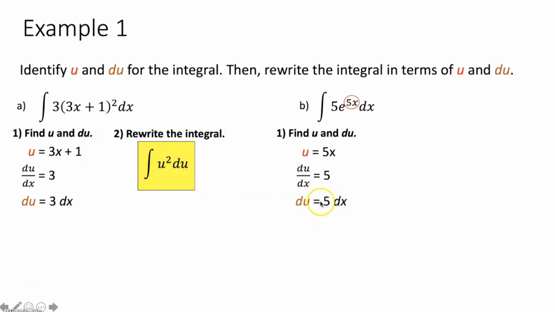Now, why is that important? Why is that cool? Because if we look at our integral, we have a 5 times dx in that integral. So when I rewrite my integral in terms of u and du, we're going to substitute u in for this 5x here, and we're going to substitute du in for 5 times dx. So our new integral looks like this, the integral of e to the u du. And this is clearly much easier to take the integral of than this.